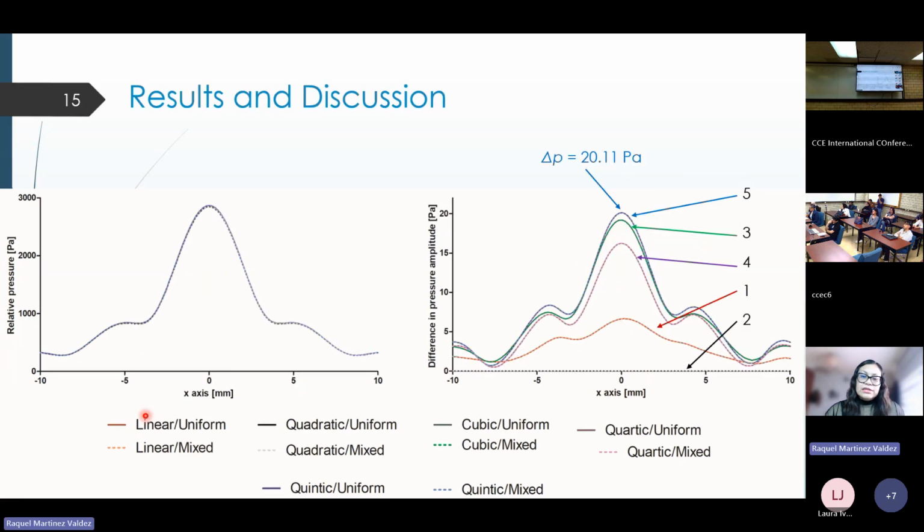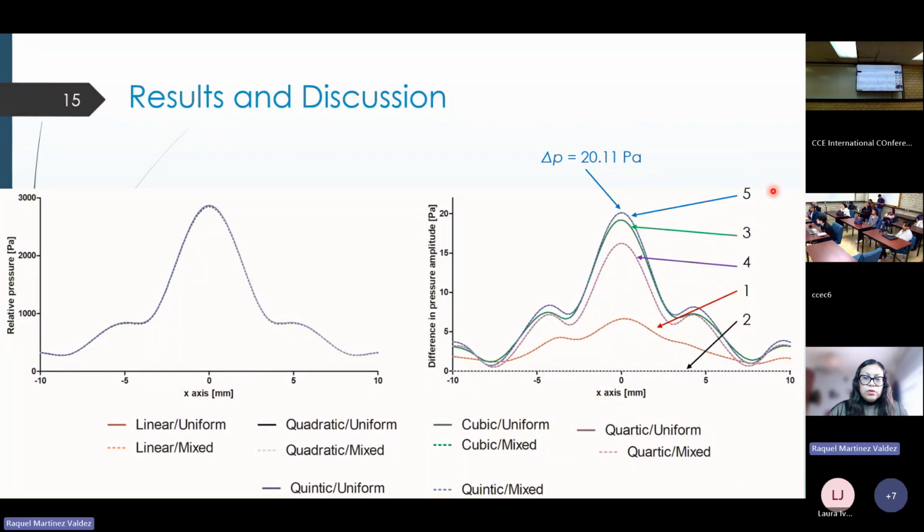And in the x-axis, there's a different pressure distribution that we can see here. Again, the 10 solutions are overlapped, so there's no visible way to see the changes in pressure along the axis. By taking the difference in pressure, we can see that the maximum pressure difference was around 20 PA for the quintic case.